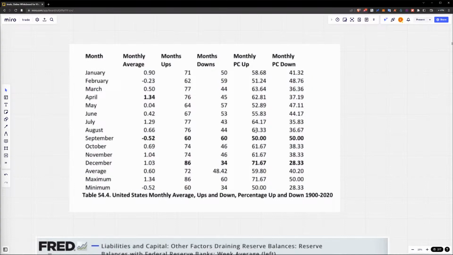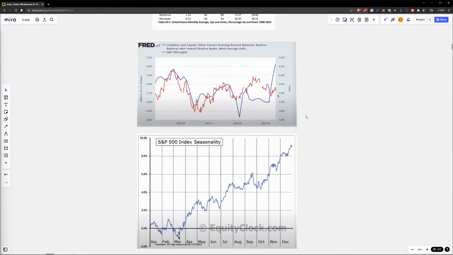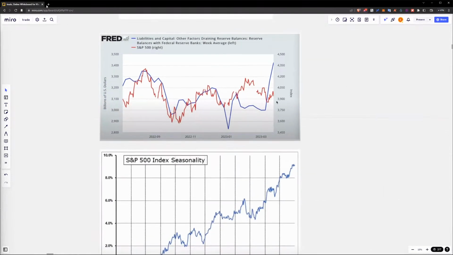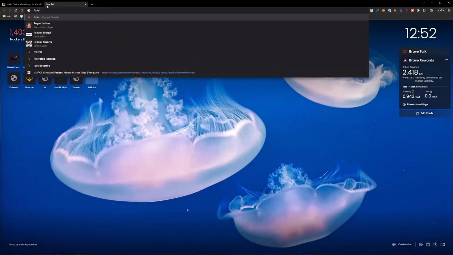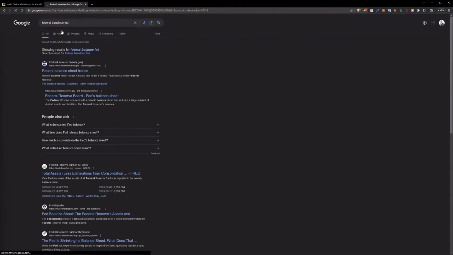Can you go down a little bit more? Okay. Draining reserve liabilities and capital, other factors draining reserve balances. This is actually in billions of dollars, that famous chart where they show the Federal Reserve balance sheet. Let me open it. And on that balance sheet chart now, it's up like 300 billion.